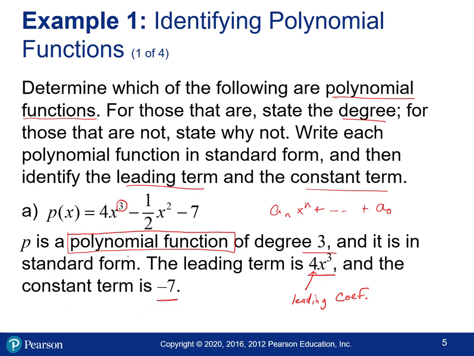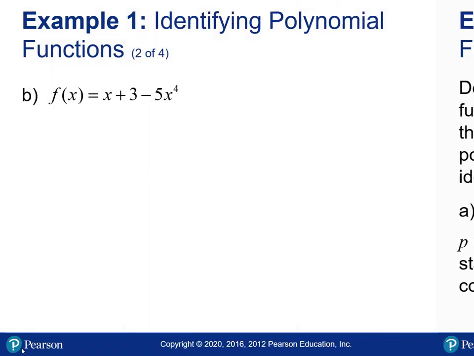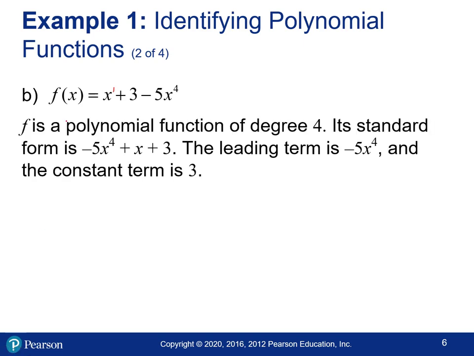Constant if you don't see an x with it. Let's try this one. Okay, let's take a look. This has x to the first power, this is a constant, and then we have x to the 4th power. This is a polynomial. It fits the criteria to be a polynomial function, and the degree is 4 because that is the highest power that we see on x.